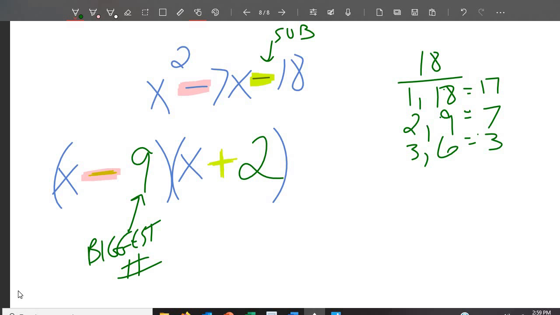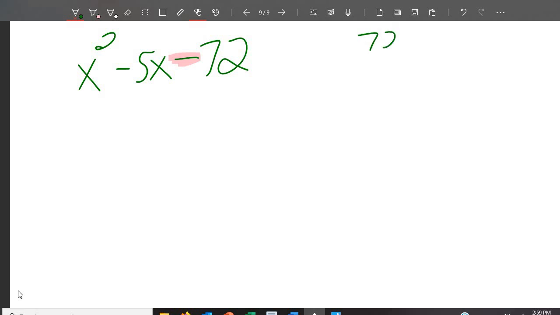Now this may be not for everyone. If you understand how to do this, this is a little easier. But let me just do another one where we list out the factors. Let's do this one. Minus 5x minus 72. Okay, so that sign tells me my number is negative, so we're going to come over here and list all the factors of negative 72.